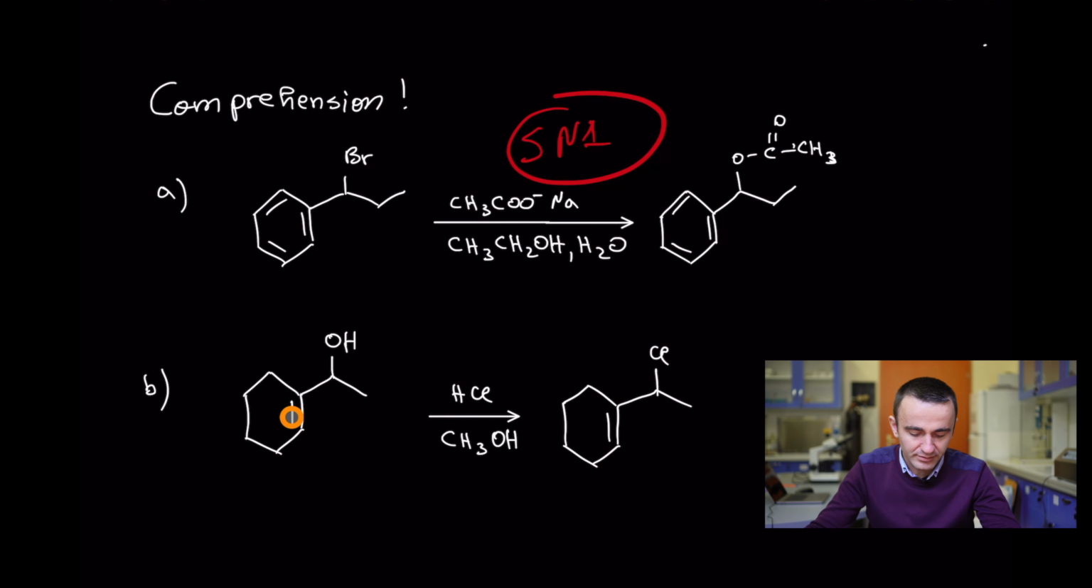What about the second one? Here we have an allylic alcohol that is a secondary alcohol, and it is in a protic solvent such as methanol and carried out under acidic conditions. So this one also fits perfectly the conditions of SN1 reactions. So this one also goes through an SN1 mechanism.